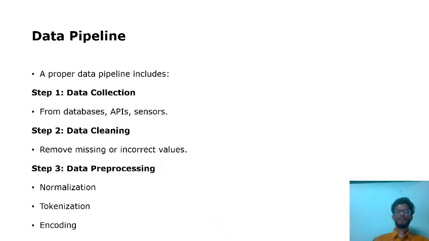Then the most important concept that we are discussing in TensorFlow is the data pipeline. A data pipeline is nothing but a series of steps. Those steps are known as the data pipeline. In that, the first step is data collection. Data collection means gathering from databases, APIs, sensors. Then step 2, data cleaning. Data cleaning means removing missing values or handling duplicates.